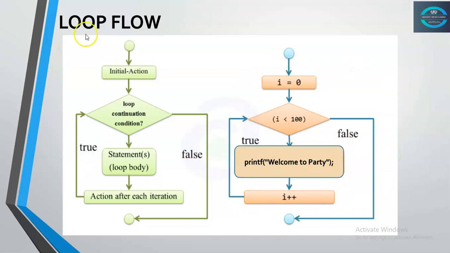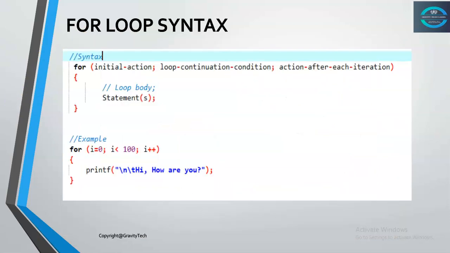Okay, so it's very easy. Now, what is the for loop syntax? As we already know, a loop is mainly categorized into four parts.